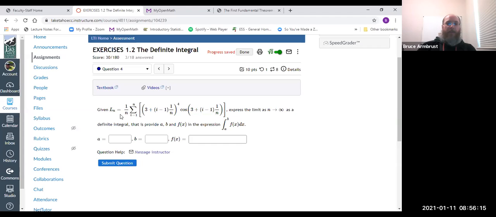It says we've got this sum. Oh my God, that looks ugly, right? We've got 1 over n, sum from 1 to n of (3 plus (i minus 1) times 1 over n) to the 4th, cosine of (3 plus (i minus 1) over n). So then it says express the limit as n goes to infinity as a definite integral, and that is, provide a and b and f of x for this expression.